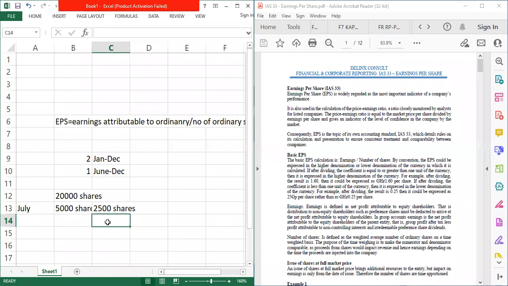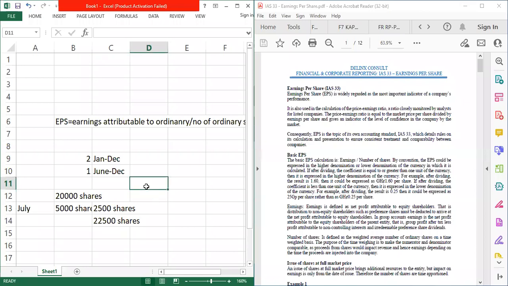So the shares that contributed to the profit that we are going to share will be only what? 2,500. So for the full year, what will be the total shares in terms of dividend distribution, in terms of contribution towards the profit for the year? 22,500. So this 22,500 will be the one that we use for the earnings per share.